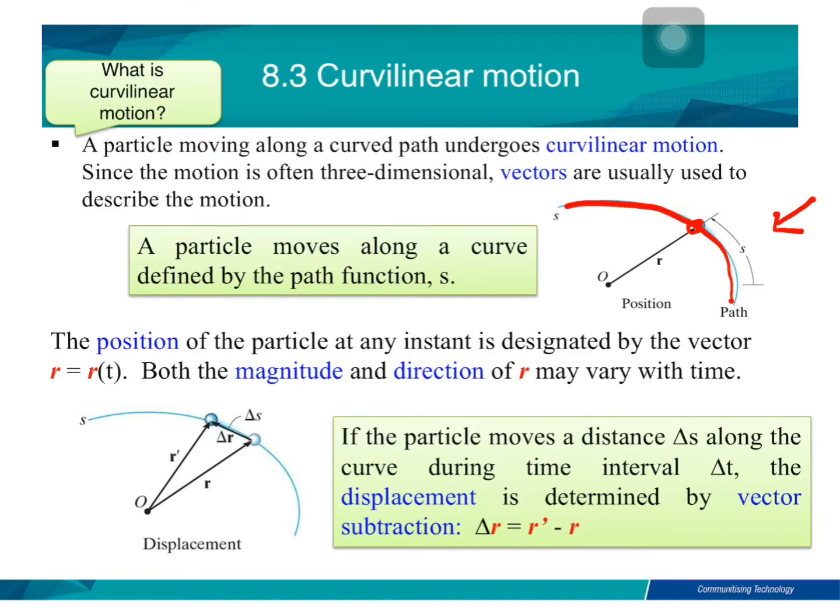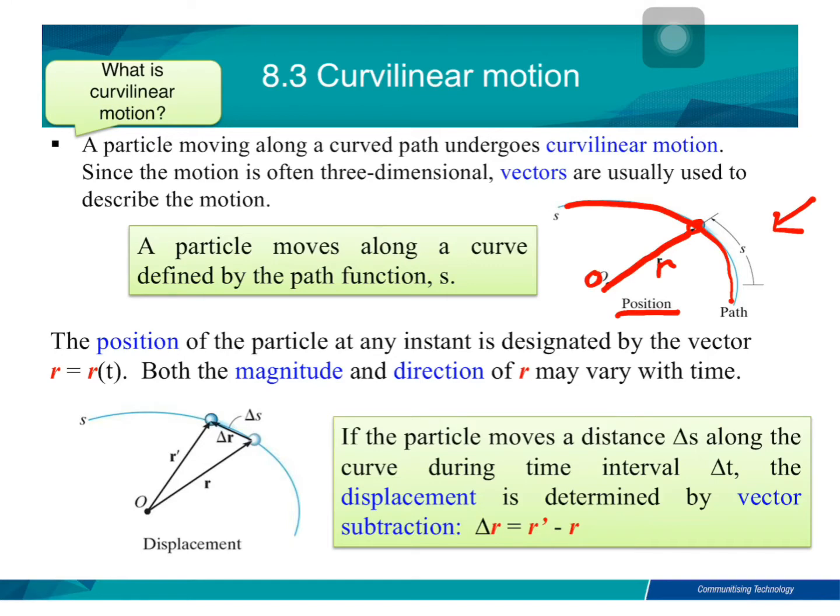Since the motion is often three-dimensional, vectors are usually used to describe the motion. So here we have the vector r. Vector r here is the position. This is the initial origin, from the 0. So the position of the particle at any instant is designated by the vector r with time. Both the magnitude and direction of r may vary with time.